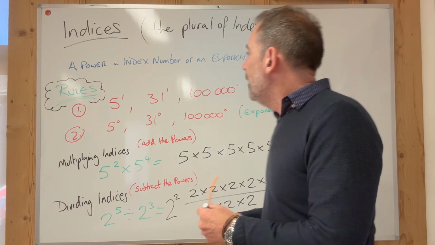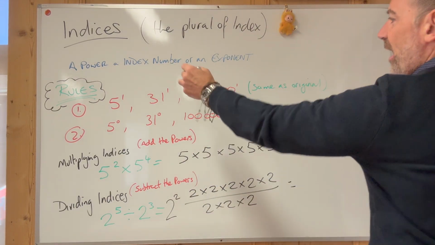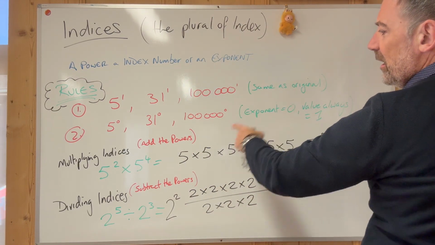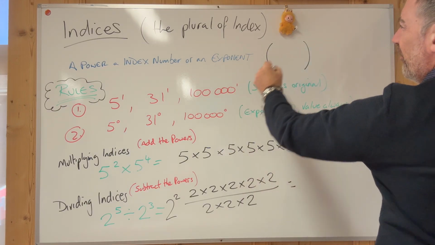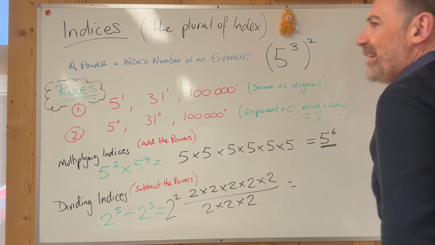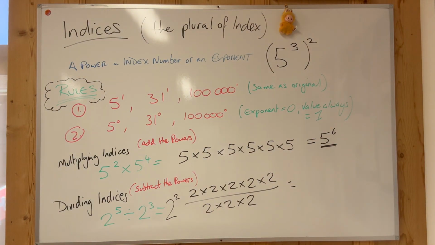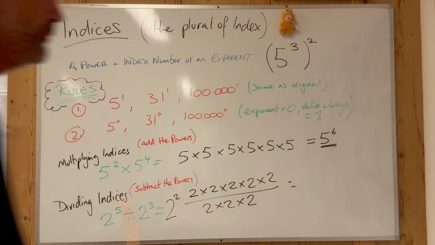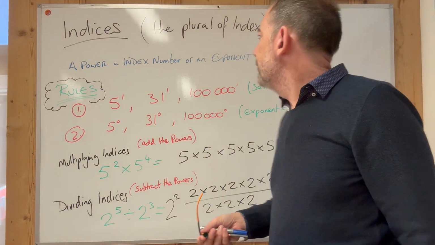I'm back. The third rule, if I'm using brackets, so for example, I've got 5 to the 3, all to the power 2. What do you think you're doing with that? You do 5 to the power, and then on the top, smaller, you do 3 times 2.